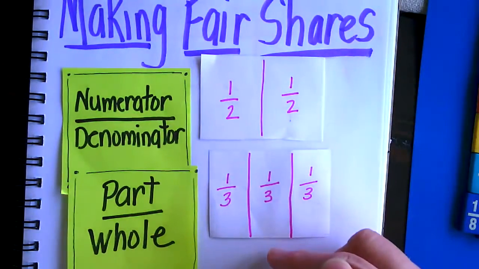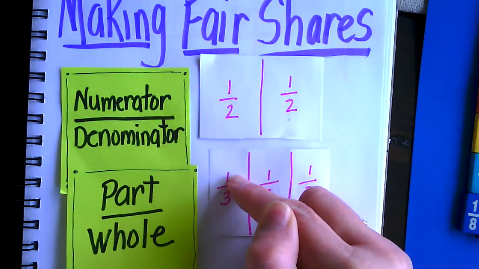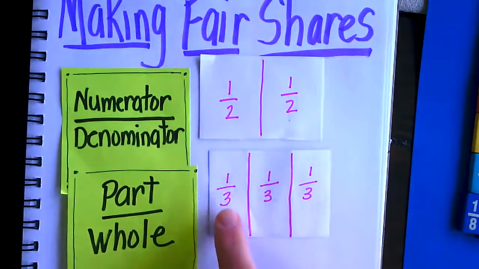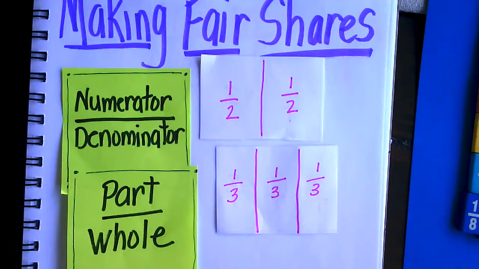In this brownie pan example, where we were splitting it 3 ways, the numerator is 1, that's 1 part. The denominator is 3, which represents the 3 parts of that whole pan.